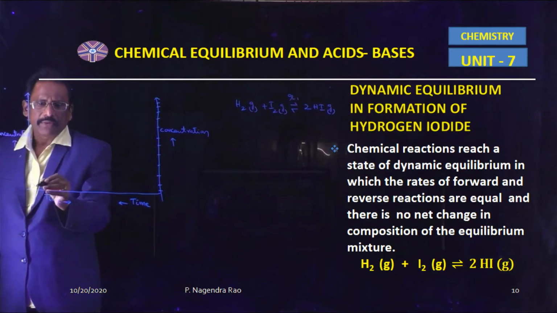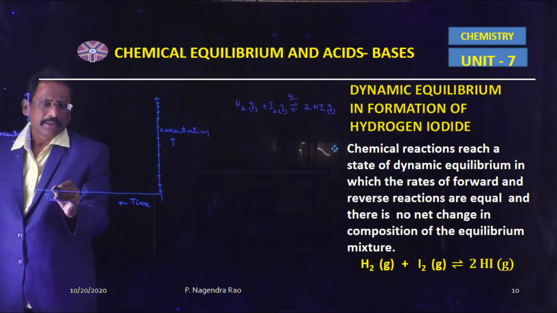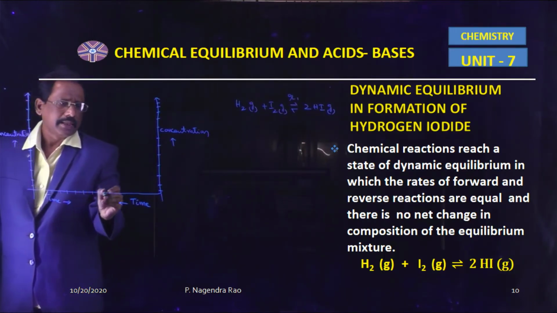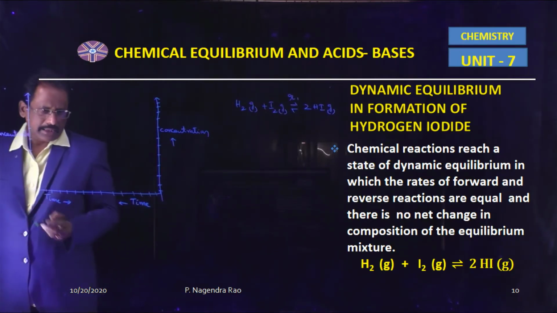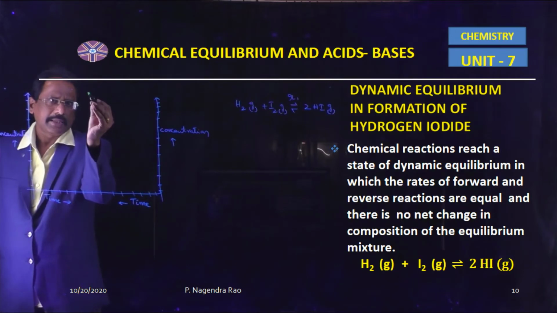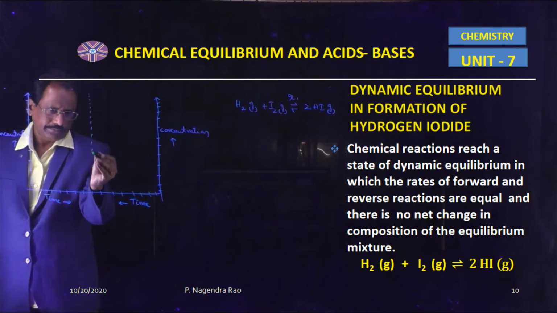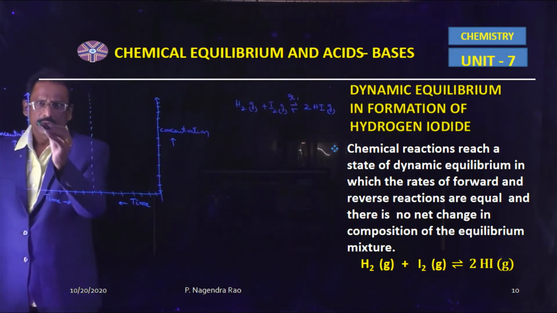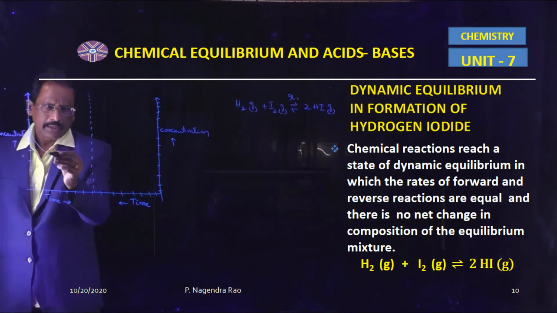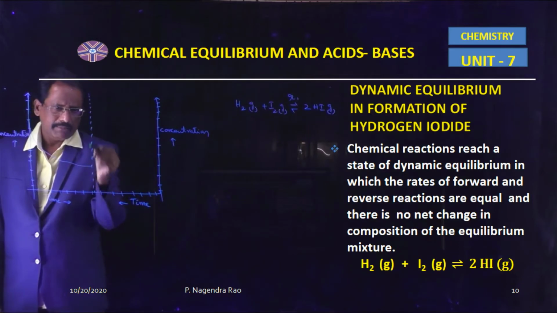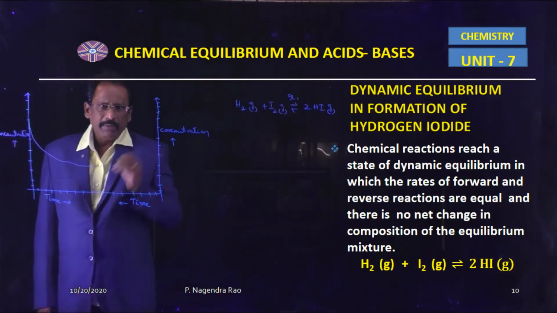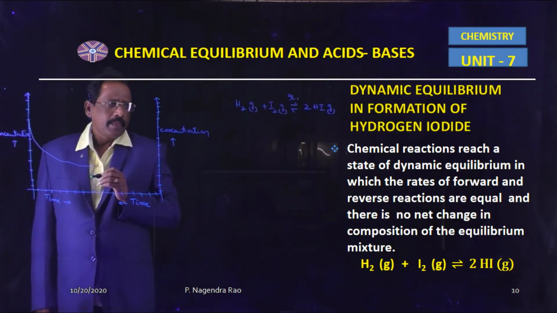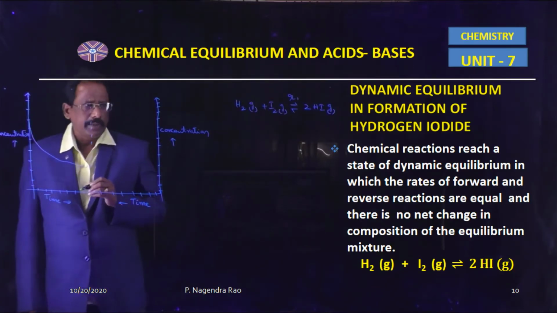So in the forward reaction, slowly the concentration of the reactants decreases like this. In the same manner, this is an example to discuss the dynamic equilibrium in chemical phenomena.